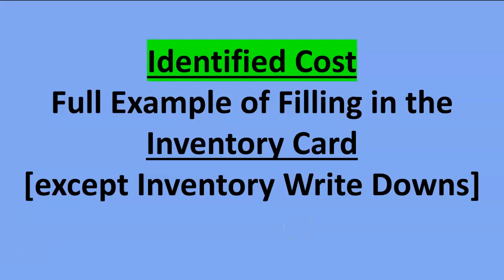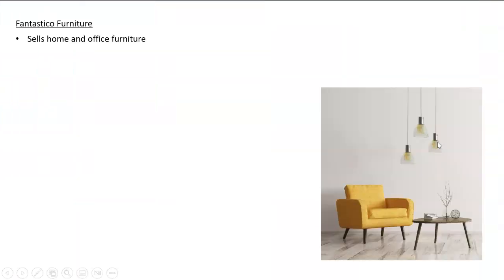Let's do a full example of how to fill in an inventory card using the identified cost method. We're just going to leave out inventory write-downs for now because they are in the next chapter and we don't know what they are. So let's take an example.